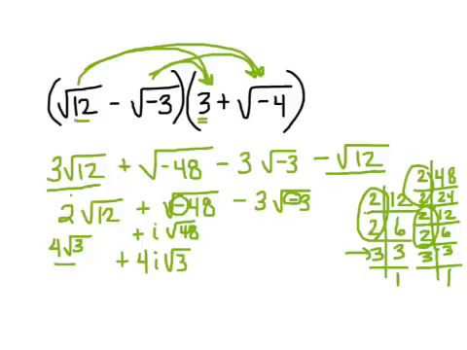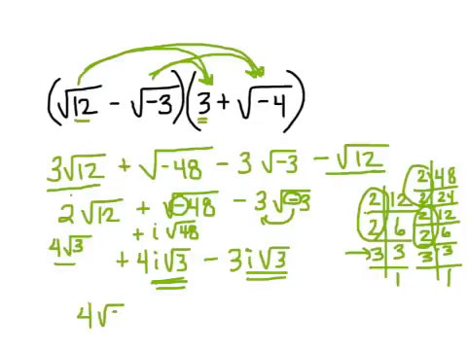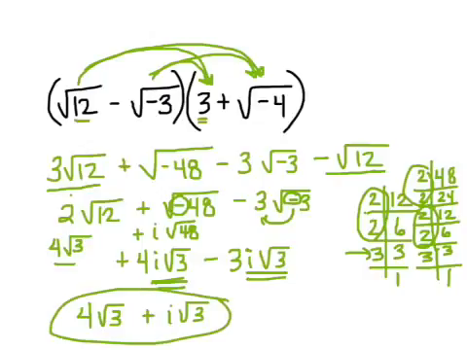Now this one and this one cannot combine together because one has an i and one doesn't. So be very careful with that. With the square root of 3, this one had to take the i out. So minus 3i root 3. Now as long as the i root 3's are the same, like they are right here and right here, I can combine those together. So I end up with 4 the square root of 3 plus i the square root of 3. And that would be my final answer.